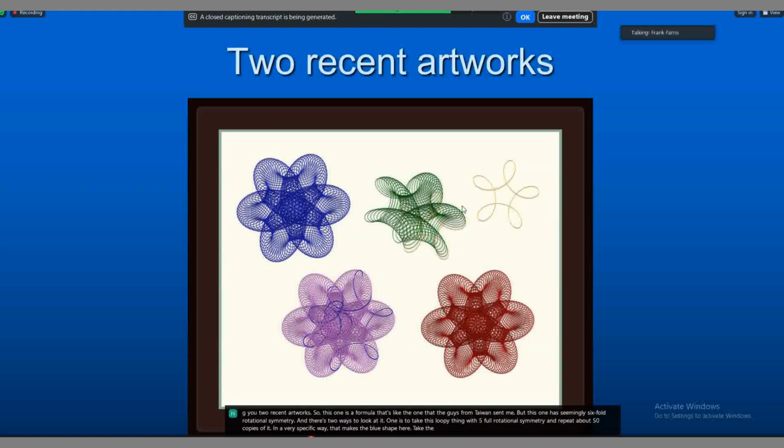Take the gold thing, make like 50 copies of it in exactly the right way, and that makes the blue thing. But the blue thing is visually indistinguishable from the red thing, which is made by a single curve, of which this blue thing is the first 24th of that curve. It looks like it's going nowhere, but by the time it gets done, it makes this red thing here. So that's, I don't know, that's my idea of a good time.